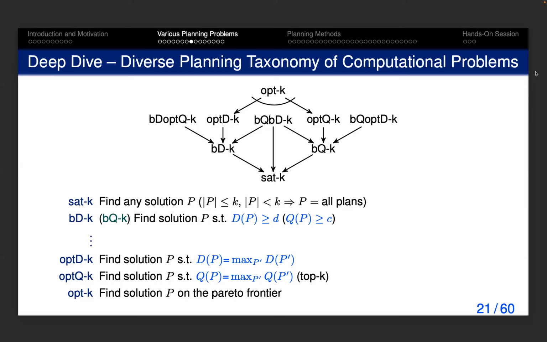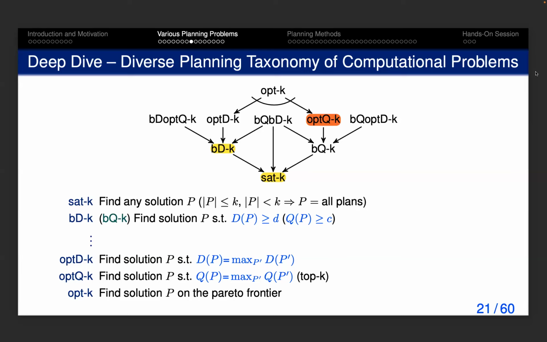Now, what do we have in the literature? We introduced all of these planning problems, but that does not mean that all of them actually have a planner associated with them. These three that I highlight do have planners associated with them that exist in the literature now.